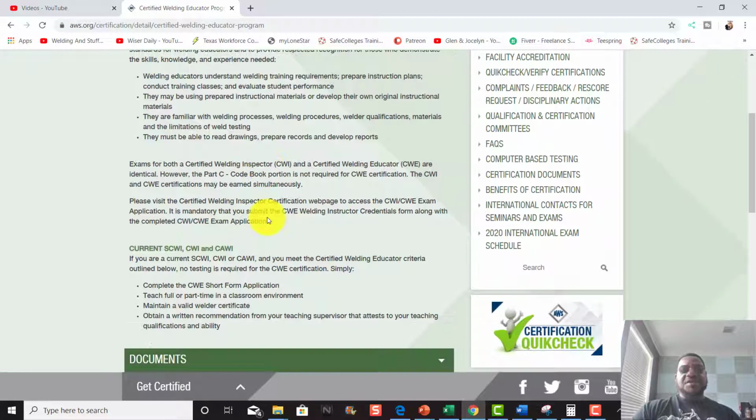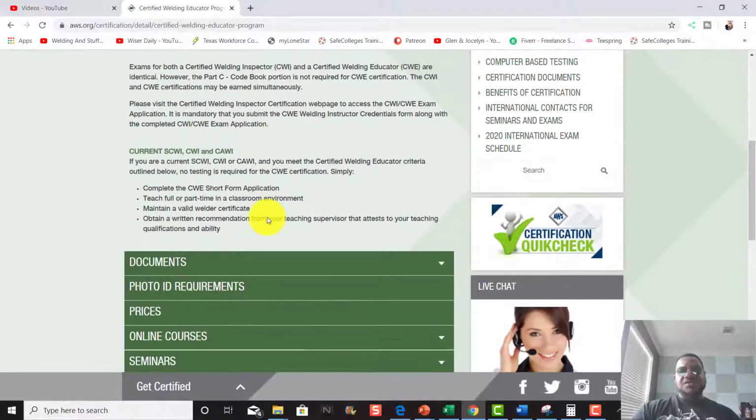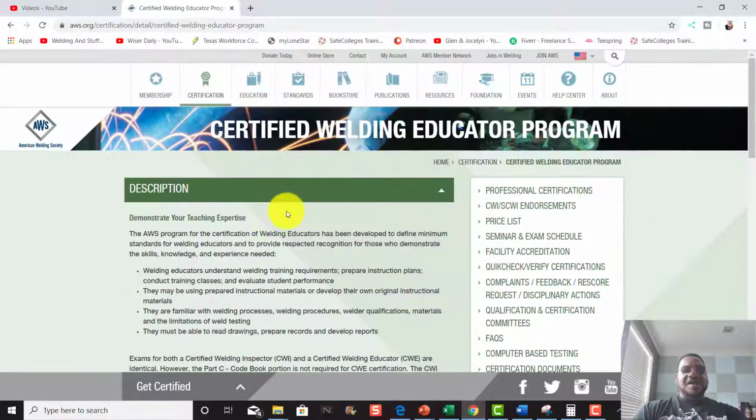But for the requirements to become a CWE, you actually have to take a welding test. So you have to be qualified as a welder also. So not only do you take the part A, part B, you don't have to take the part C, but since you're a CWI, you can just roll over. The only other requirement is to prove that you teach, and you will have to take a welder's qualification test. I already have my qualification information, so I'm going to show you the form that I filled out.